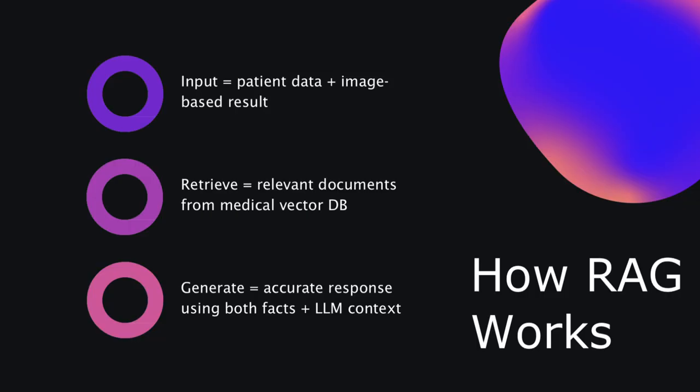Let me briefly explain how retrieval-augmented generation works. Unlike a typical language model that relies only on its training data, RAG systems combine generation with real-time document retrieval. In our case, the model takes the CNN result and patient input, then retrieves relevant documents, such as medical articles or treatment summaries, from a vector database. These documents are embedded as context and fed into the language model, which then generates an explanation grounded in medical facts. This makes the AI more reliable, factual, and less prone to hallucination.